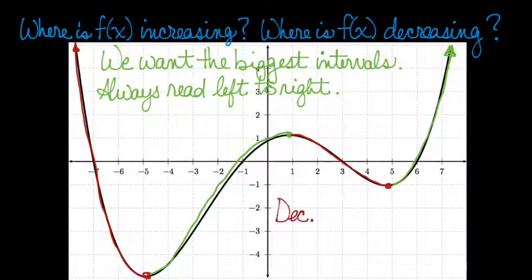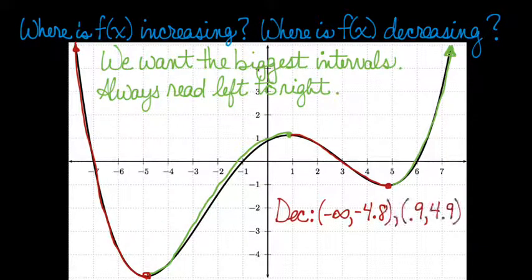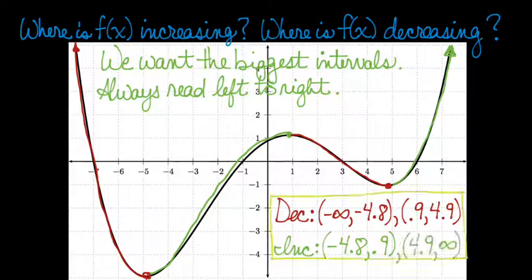So I'm going to say that this graph is decreasing from negative infinity to negative, I don't know, 4.8, I guess, not 4.9. Negative infinity to negative 4.8. And there's a second interval, 0.9 to 4.9. And that means that this graph is increasing from negative 4.8, that's x equals negative 4.8 to 0.9, and then x equals 4.9 forever and ever and ever. So I say comma infinity.